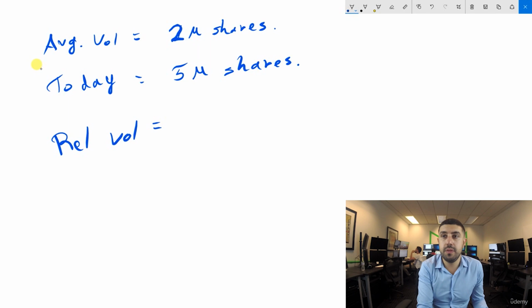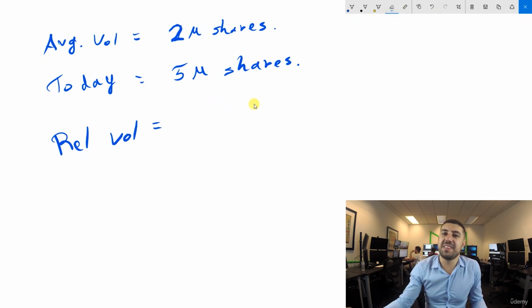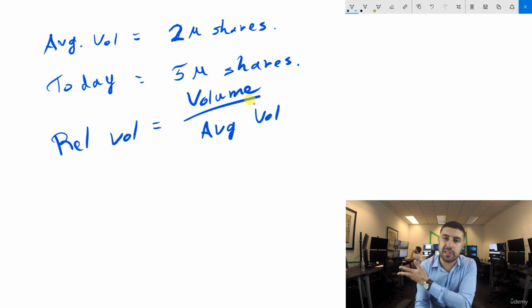And the function is very simple. The function is the current volume, so today's volume, divided by the average volume, which is exactly what we calculated earlier in the Finviz example, right?